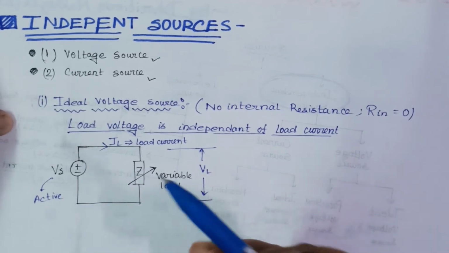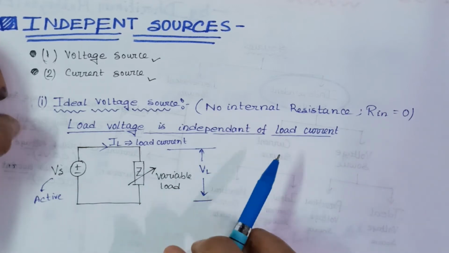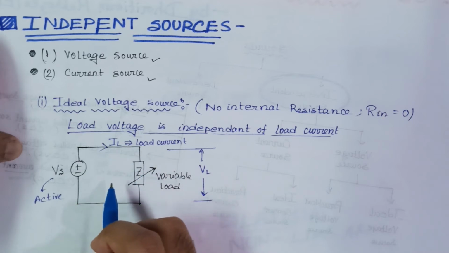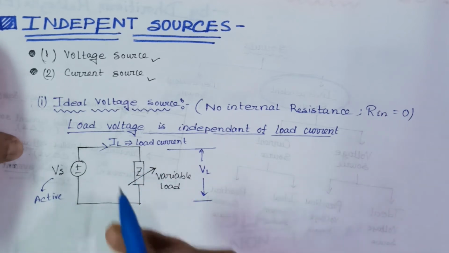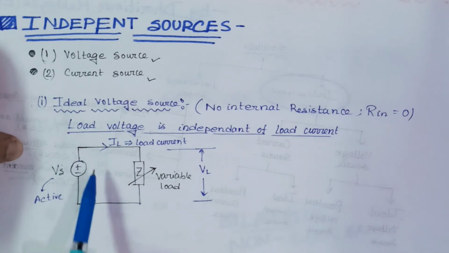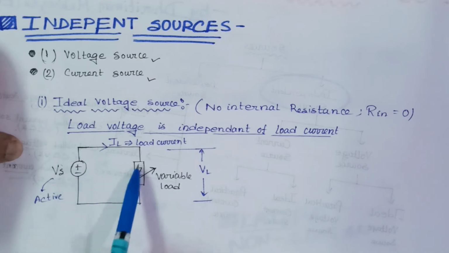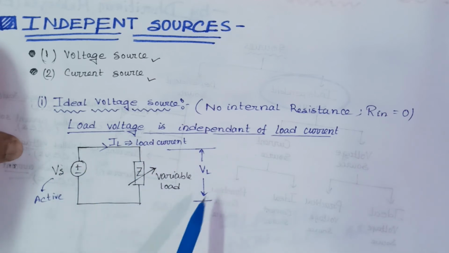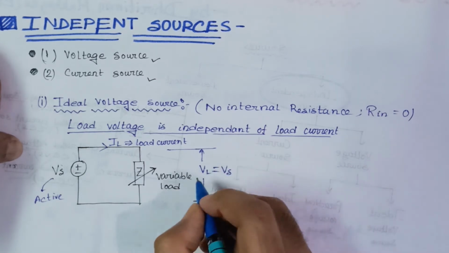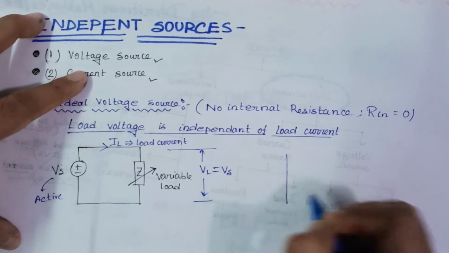Now, applying KVL, in your mind, tell me what is the statement of KVL. We'll learn it later, don't worry about it, but just for now remember, KVL says that the algebraic sum of voltages in a loop is always 0. Depending on that, if the value of this voltage is Vs and there is no other element in this circuit other than this load, the whole voltage Vs will be dropped across this load, which means this VL should be equal to Vs, right?